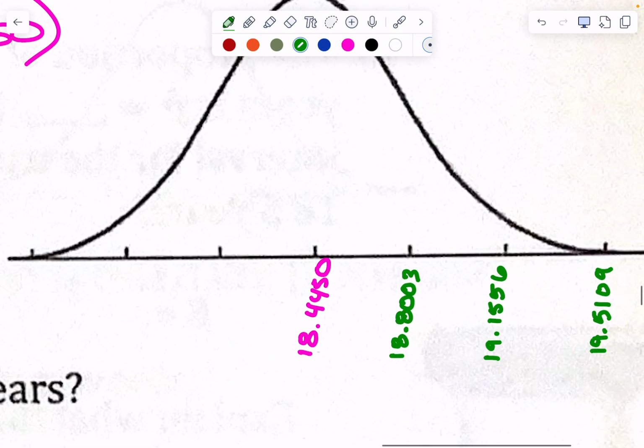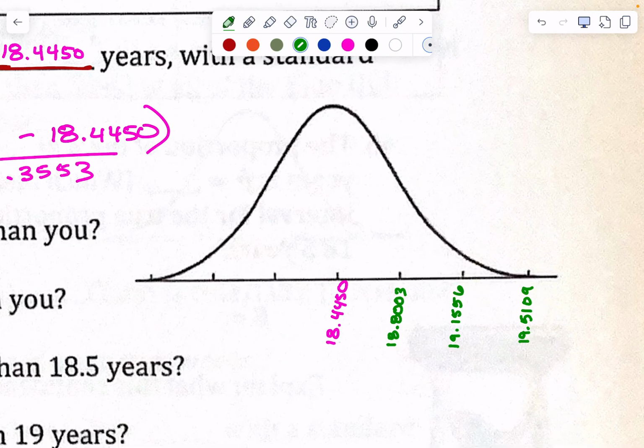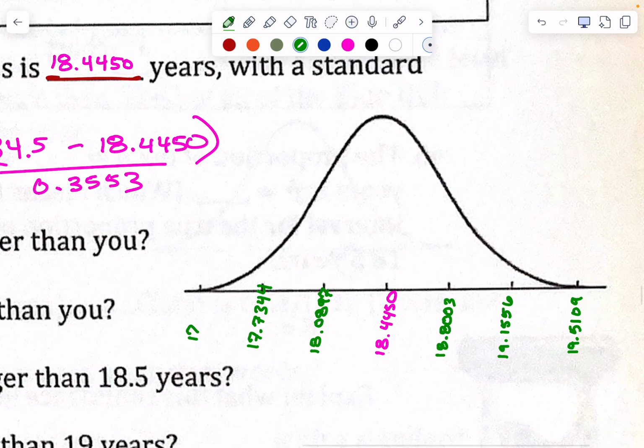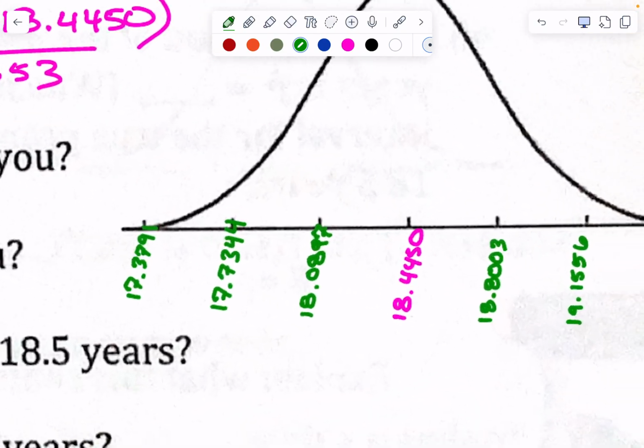Now subtract. 18.0897. 17.7344. And 17.3791. Thank you. So, Ethan, what are you?